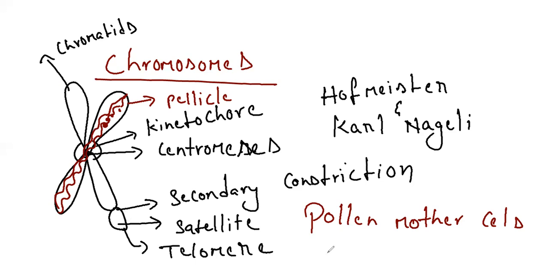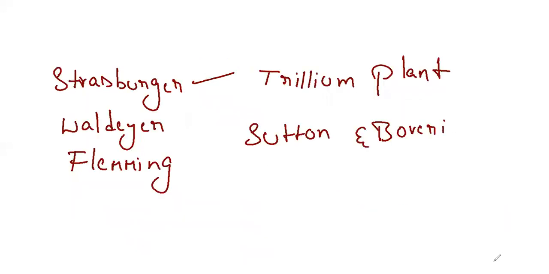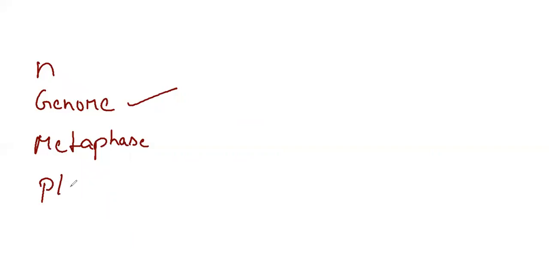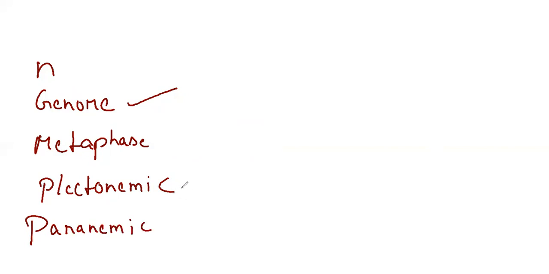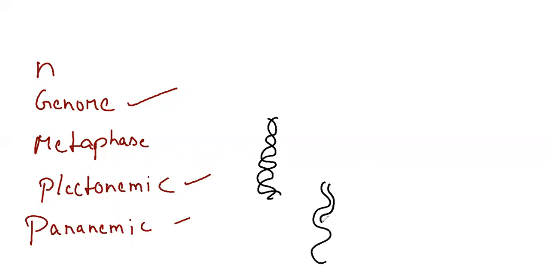Coming to the coiling, it is seen in two types: plectonemic coiling and paranemic coiling. In plectonemic coiling, the chromonemata we have seen inside the chromosome are tightly intertwined and we cannot separate them easily. This coiling is very difficult to separate. Paranemic coiling is loose, like this, and is very easy to separate.